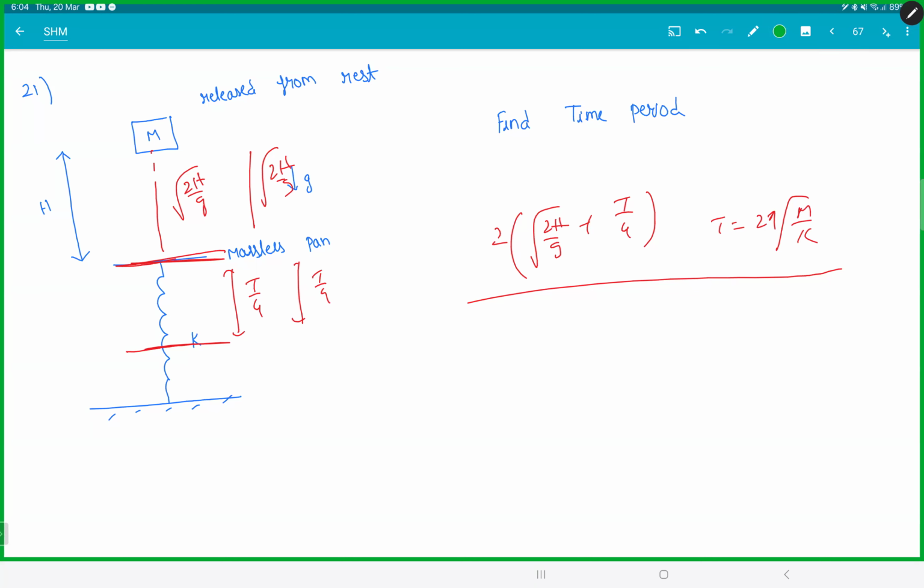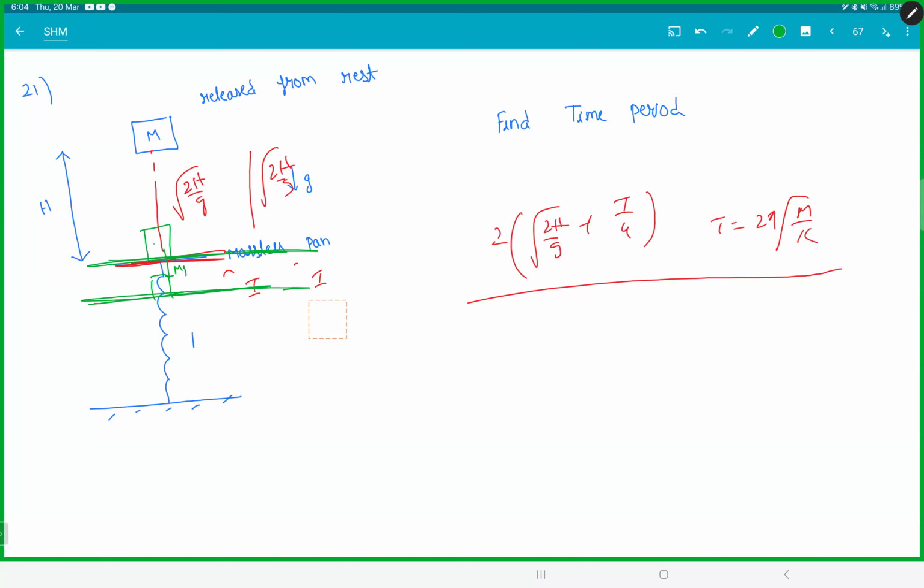What is mean position? Mean position is a point where net force is 0. Agreed? The mistake we did here is the natural length is not the mean position. At the natural length, what is the force? It is mg. Spring force is 0. Force is not 0, so the spring will compress further. At this position is the mean position.